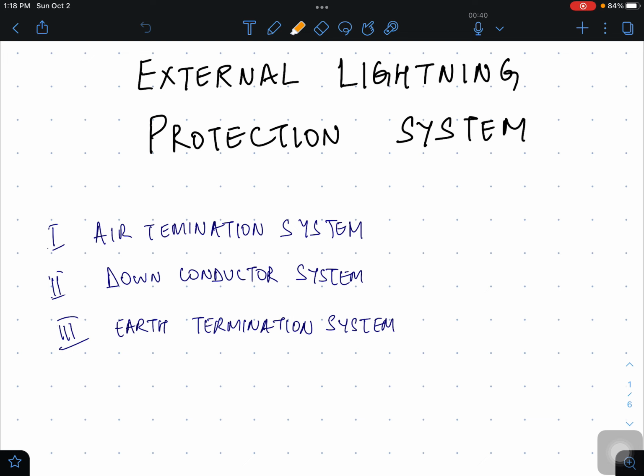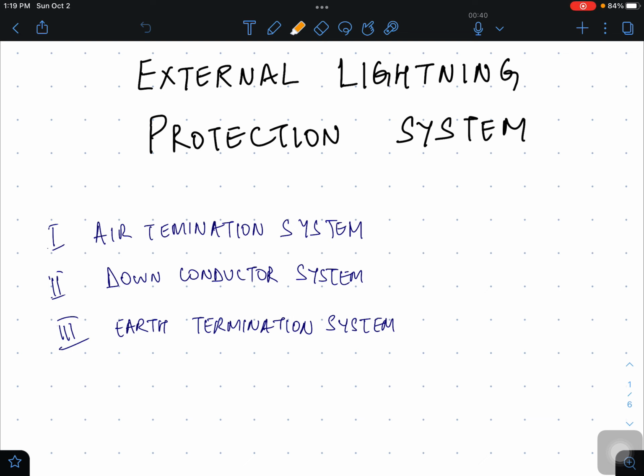In the upcoming lectures, we will be discussing the external lightning protection system. We will discuss how to design this system, what standards we have to follow, and what parameters we require in order to design this system.